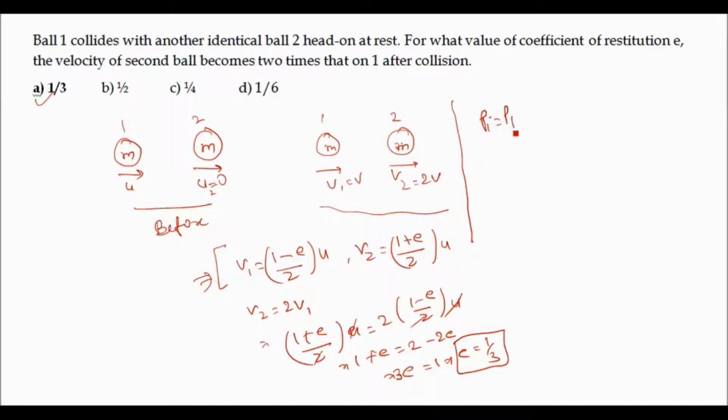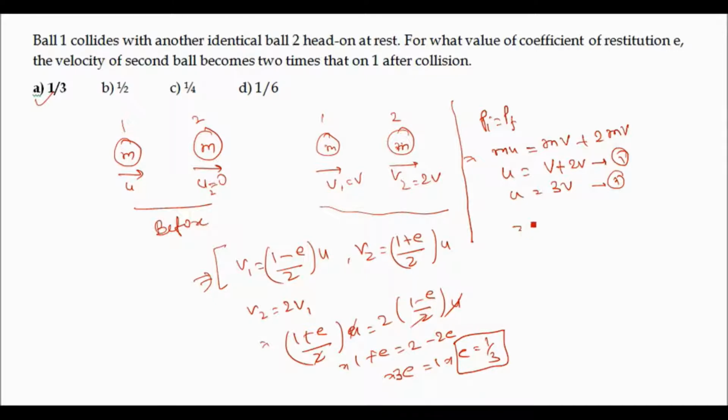So pi is equal to pf, and from there we get initial momentum is equal to mu, final momentum is equal to mv plus 2mv, as the velocity of second ball after collision is equal to twice the velocity of first ball. So from there we get u is equal to v plus 2v. So this will be our first equation: 3v is equal to u.